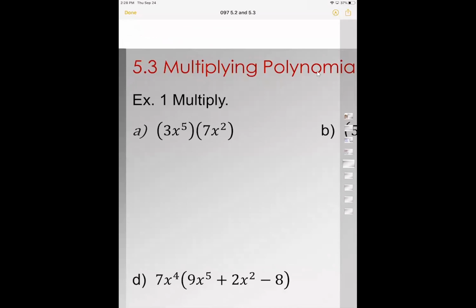And how do we know the like terms? The exponent has to be the same. Your variable and your exponent are the same. Those are your like terms, okay?